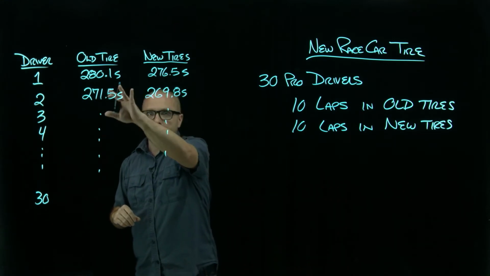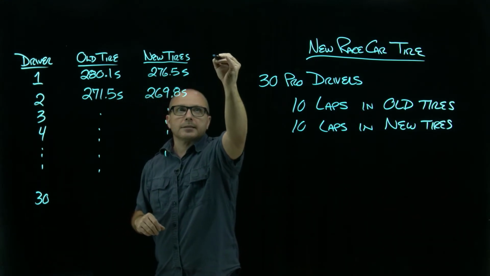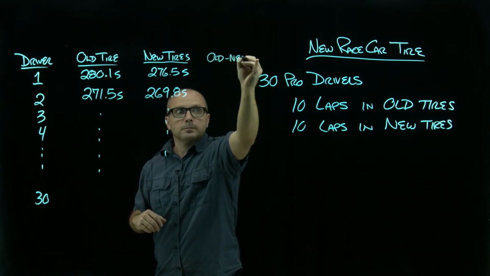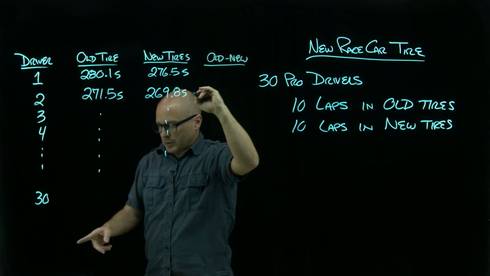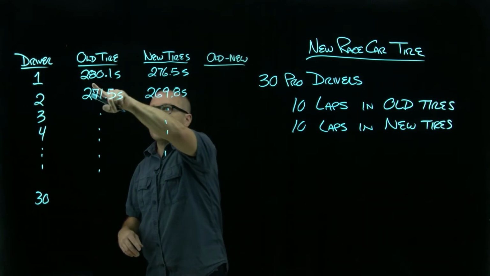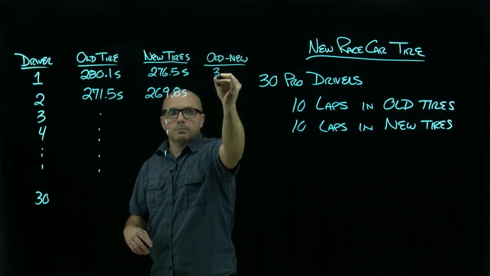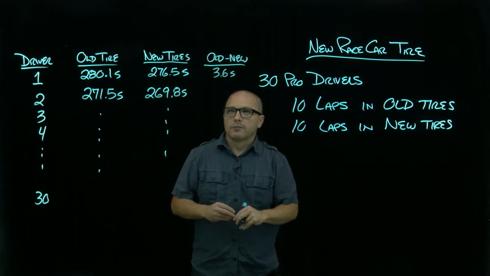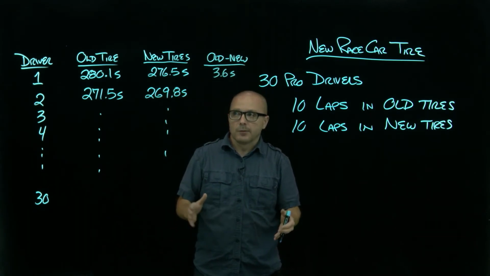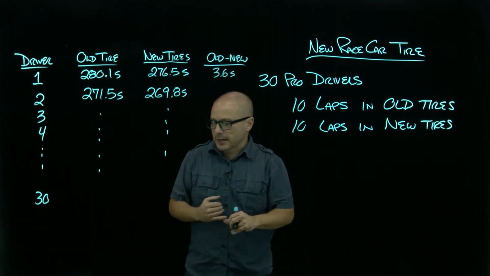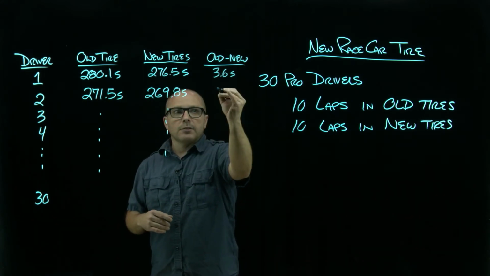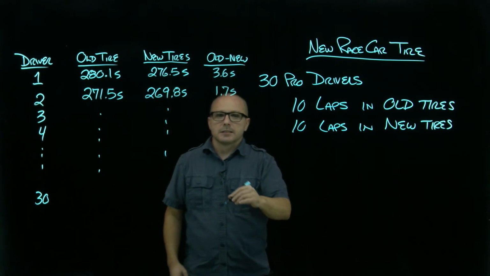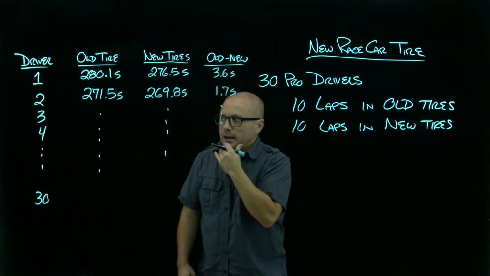So in each one of these pairs, we will look at old minus new. So just for example, old minus new, that's an improvement of 3.6 seconds in the time, right? It lowered his time by 3.6 seconds. The next driver, 1.7 seconds, and so on.